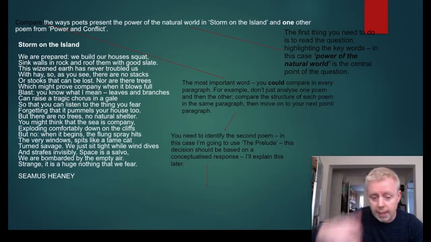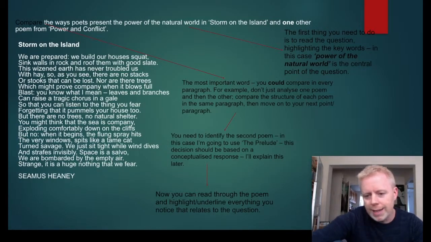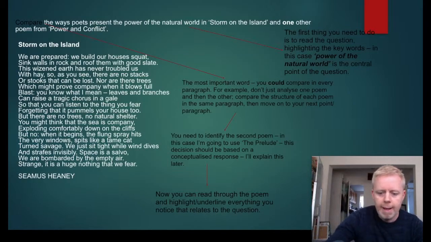You also need to identify the second poem. So I'll talk about how you select your second poem in a minute. I'm going to do the Prelude for this question. Basically, the premise is you don't compare poems in terms of how they look or how they set out on the page. It's more conceptualized, the ideas behind them, the story behind the poem, see if they're similar. So, this one's about the natural world, so that limits you to, say, 4 or 5 poems from your anthology that you could use to compare to Storm on the Island.